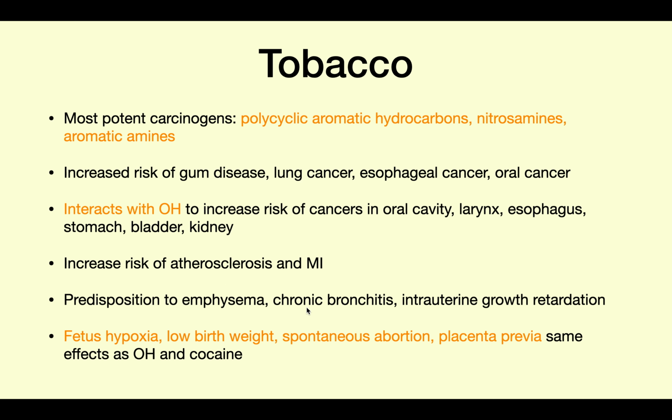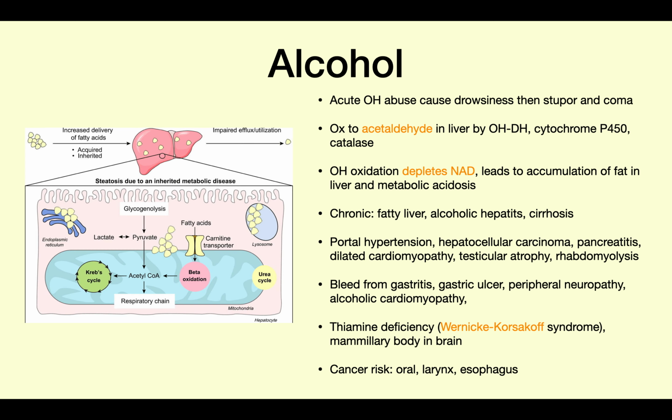atherosclerosis and myocardial infarction. And of course, there's going to be a predisposition to emphysema, chronic bronchitis, and for children, there's going to be growth retardation. The fetus is going to be hypoxic. There's going to be a low birth weight. In some cases, there would be a spontaneous abortion. Placenta previa can occur. And these are the same effects of alcohol by itself and cocaine. So combine all of those together, the kid is not going to have a very good chance at life.